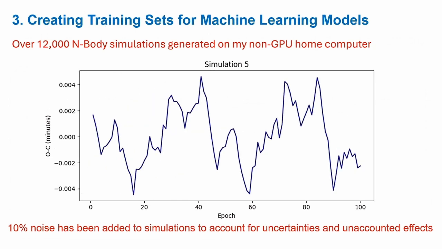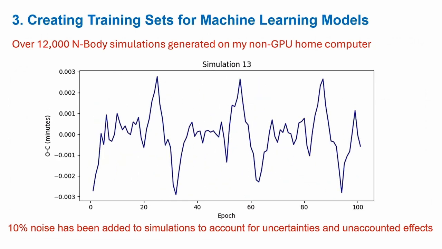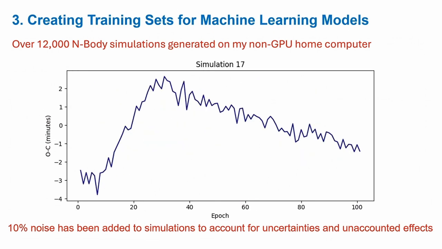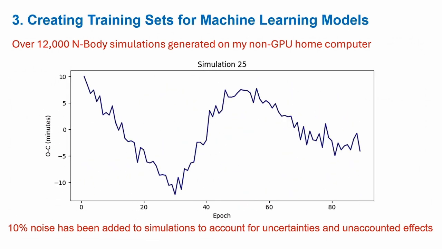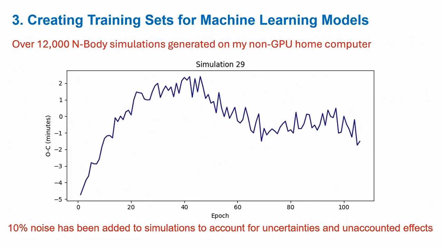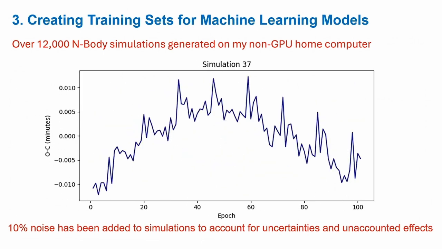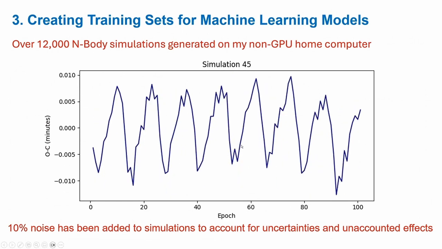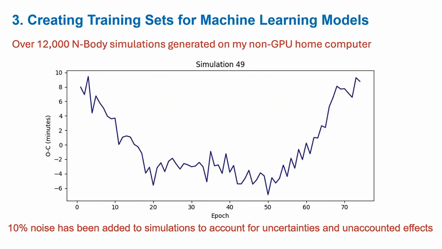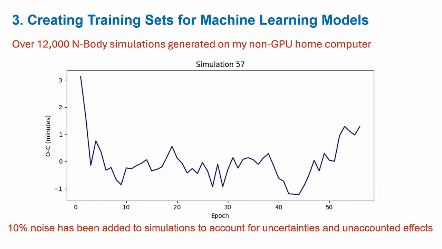So third, now that I had my n-body simulations running and I had all my parameters and constraints set up, now was the time to create the training set for machine learning models. So far, I've generated over 12,000 n-body simulations on my non-GPU computer, and these are basically to mimic realistic scenarios. In addition, 10% noise has been added to account for instrument errors, uncertainties, and a few unaccounted effects.